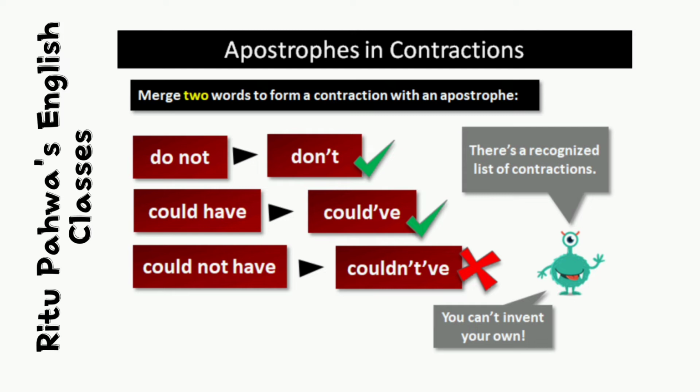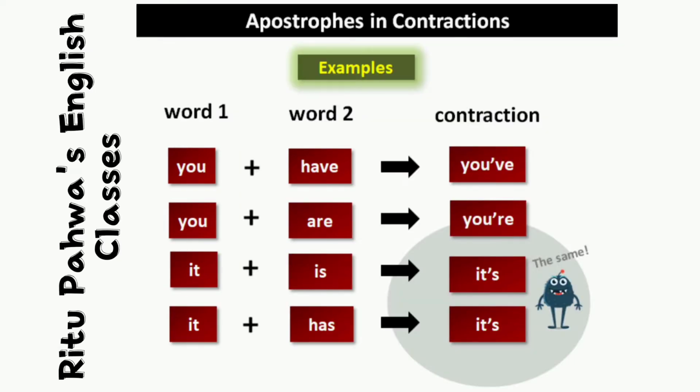Next example is could not have. As you can see in the first example, with the not we have removed O and add apostrophe. Second example, we have removed HA and add apostrophe. But if both words are there, not and have, don't remove the letter from both. Remove only from the not, could not have.